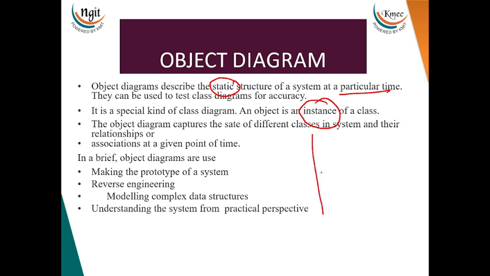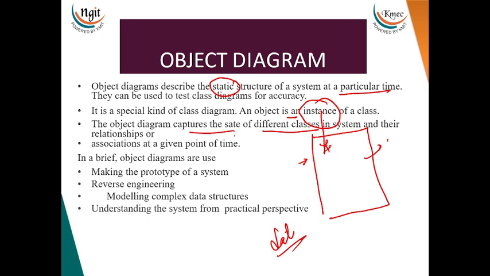Suppose I am doing a credit card transaction, the transaction which is carried out at that point is kept with you. That is an instance, and you can refer to it later on. That is more important to us. The other thing you can do is your dialed numbers. We will see all those things. Objects at different object instances in an object diagram capture the state of different classes in their relationships or associations. In brief, making a prototype and reverse engineering.